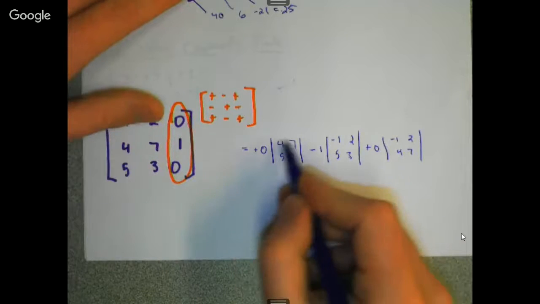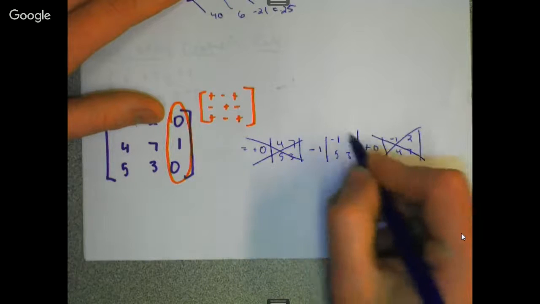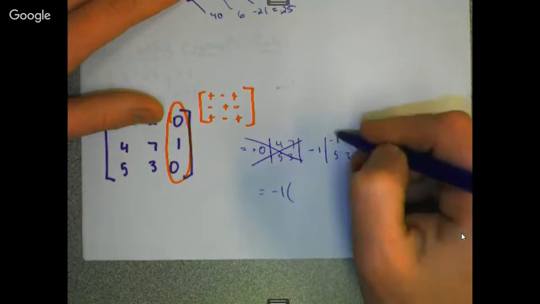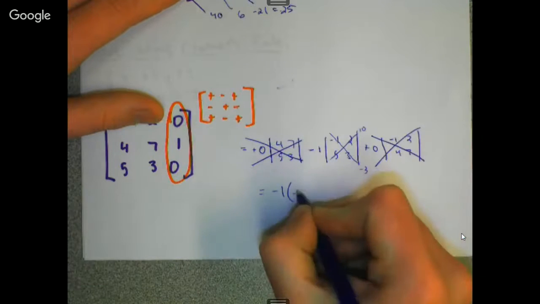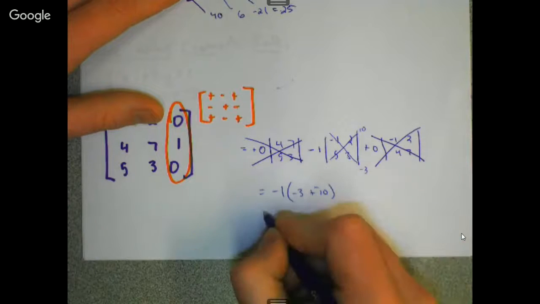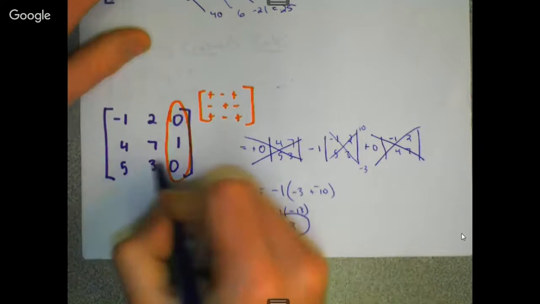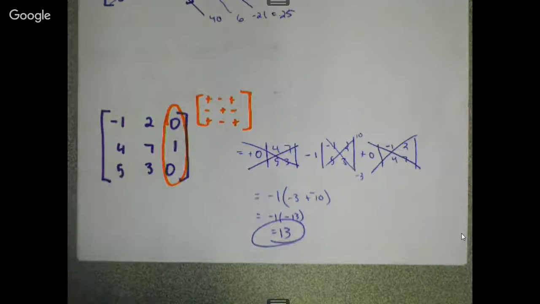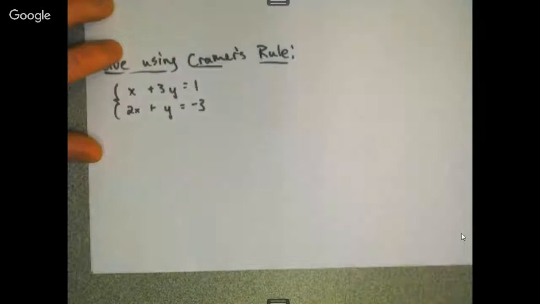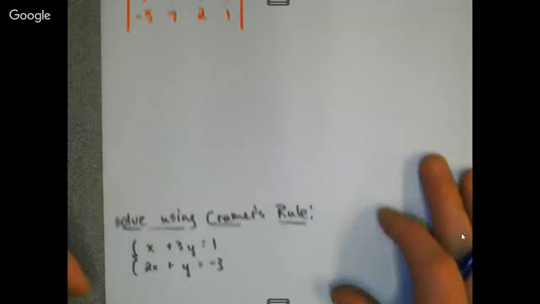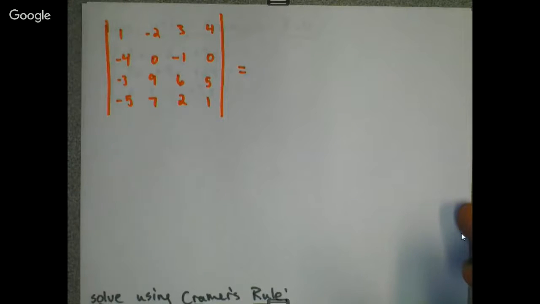Okay, so now these determinants don't matter because we're multiplying them by 0. So this is the only one that matters. So we have -1 times, that's -3, 10. So it's -3 minus 10. -1 times -13, which is 13. So the determinant of this 3 by 3 matrix is 13. Okay, and we have a lot of uses for determinants. We're just going to look at a couple in this course for solving systems and doing some decoding stuff.